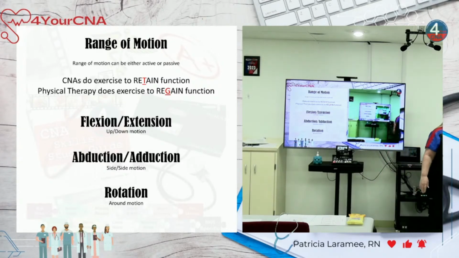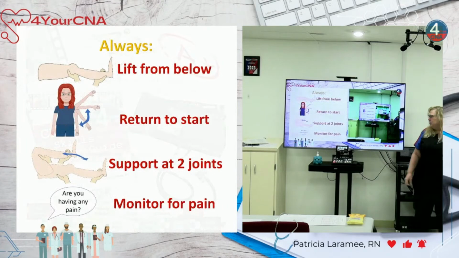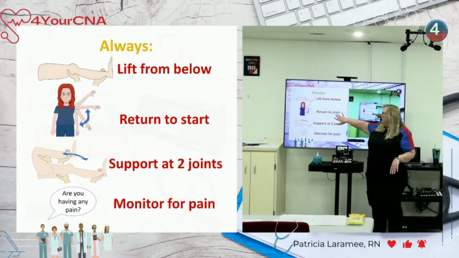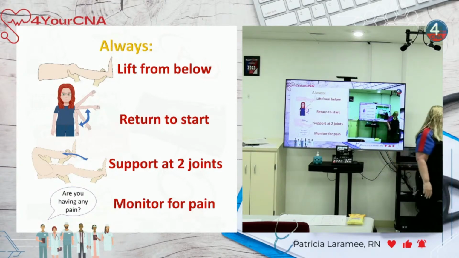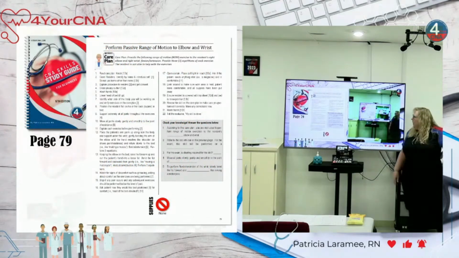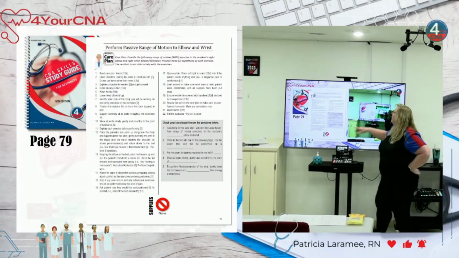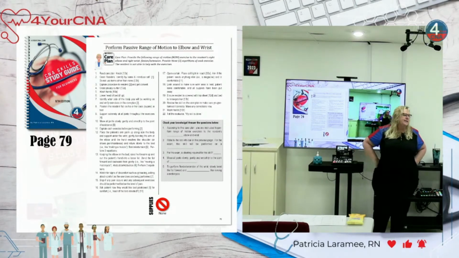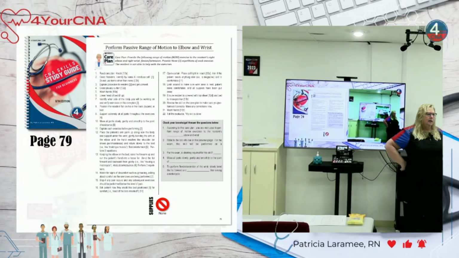So let's figure out what we're going to do with this particular patient. We want to remember to lift from below, return to start, support at 2 joints, and monitor for pain. And our care plan at the top, page 79, tells us to provide the following range of motion exercise to the resident's right elbow and right wrist. Flexion extension. So this is one exercise that we're going to do to the elbow and the wrist. Tells us to provide 3 repetitions.